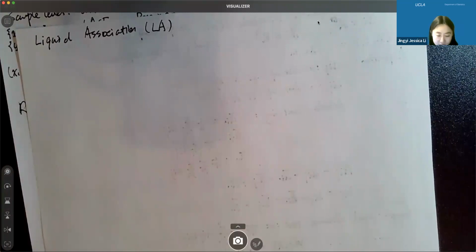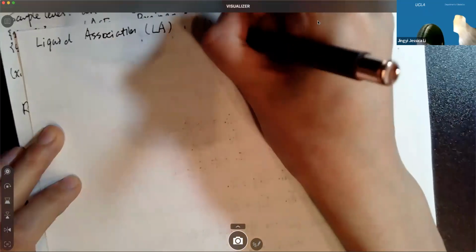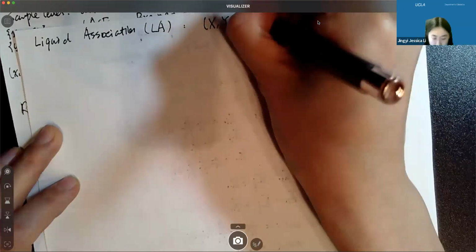The liquid association is defined to capture the relationship of a triplet, not just a pair of variables. So it's about X, Y, and Z. Okay. So the motivation is about how the correlation between X and Y changes along the third variable Z.